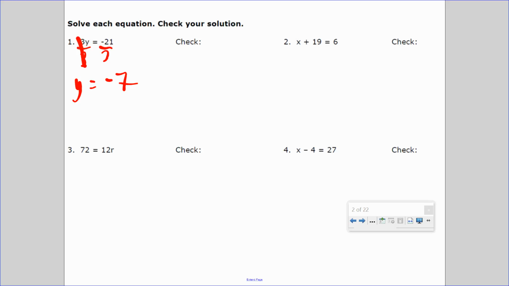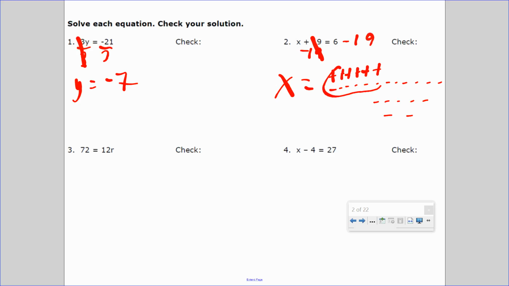Number 2, we need to isolate this x. What is next to x? Plus 19. What is the inverse of plus 19? Minus 19. This cancels. X would be what? If you have 6 positives and you have 19 negatives, 1, 2, 3, 4, 5, 6, 7, 8, 9, 10, 11, 12, 13, 14, 15, 16, 17, 18, 19. And all of these go away. X equals negative 13.